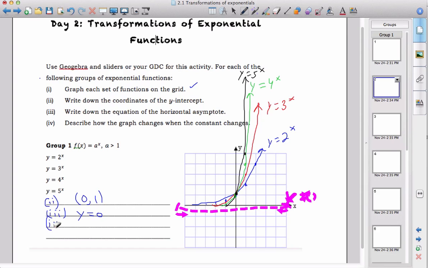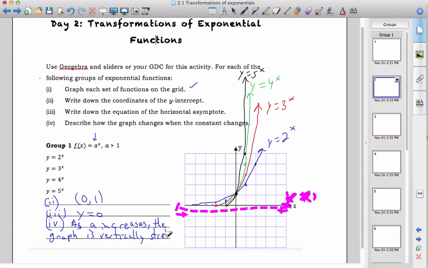So, fourth question. Describe how the graph changes when the constant changes. So how does the graph change when A increases? As A increases, you could say the y-intercept stays the same, but the graph is vertically stretched.